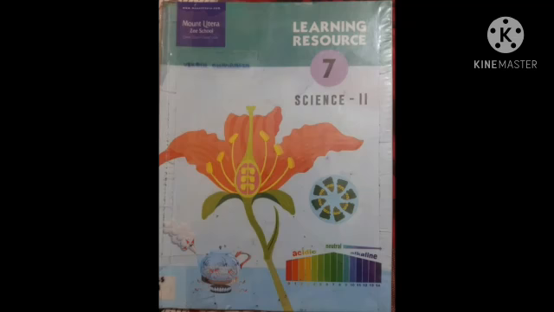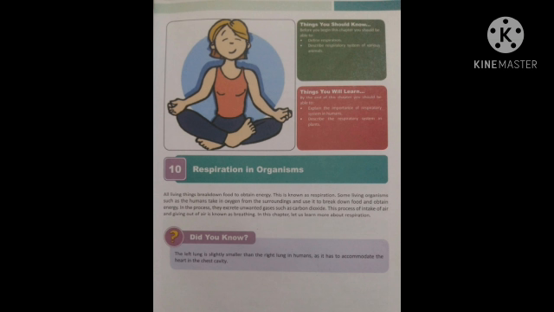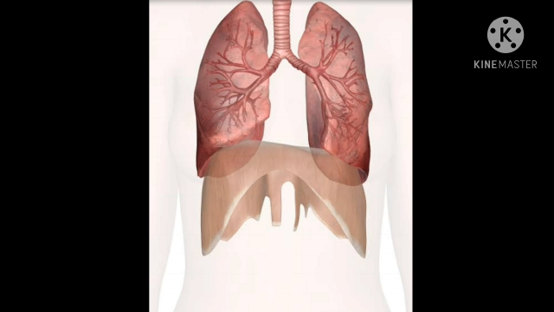Welcome, children, to another lecture of Chapter 10, Respiration in Organisms. Now we are going to discuss the respiratory system in humans. The cells of the body require a constant supply of oxygen, and without oxygen we would die within a minute. So the respiratory system is a very important system in our body.